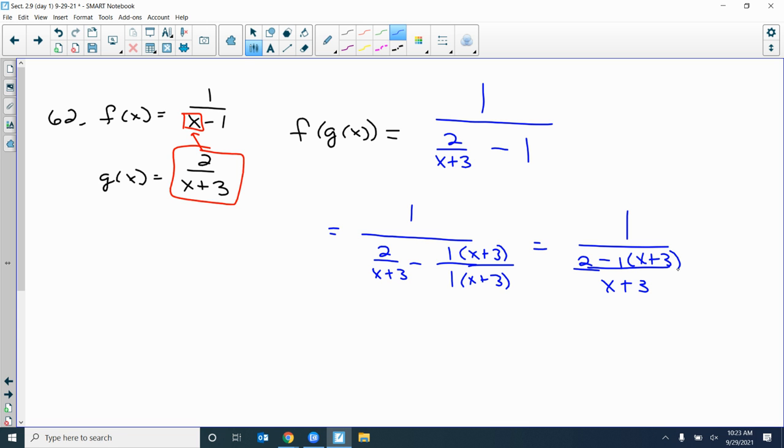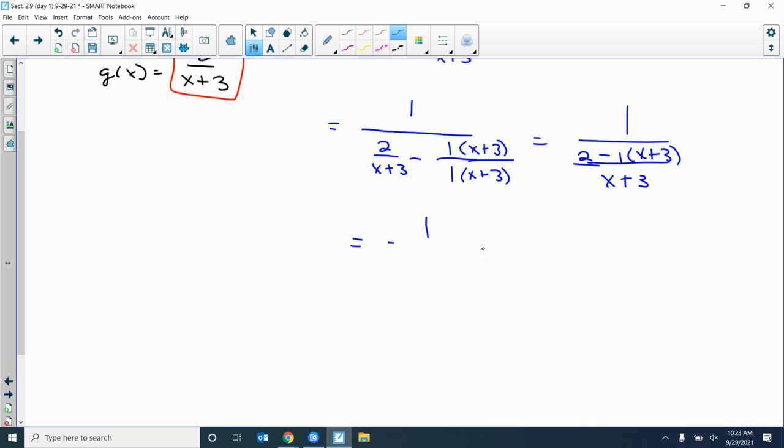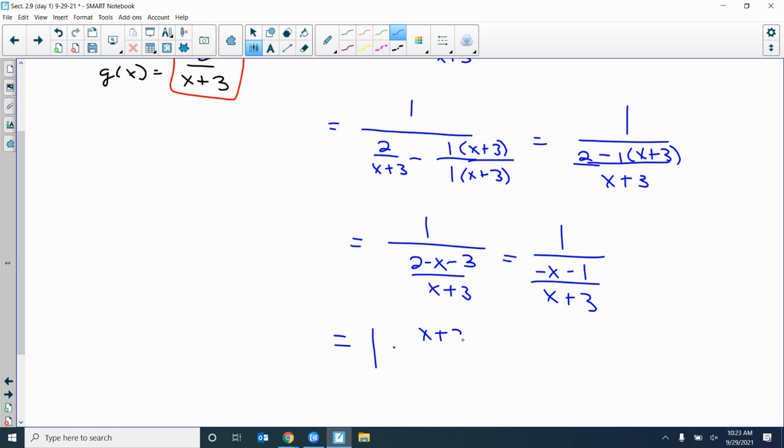So now I got 1 over 2 minus x minus 3 over x plus 3, which is negative x minus 1 over x plus 3. So we're close. We just got to do the last step. Keep, change, flip. Keep the top exactly how it is, which is just a 1. Change it to multiplication. Flip. And so this is where I get x plus 3 over negative x minus 1.